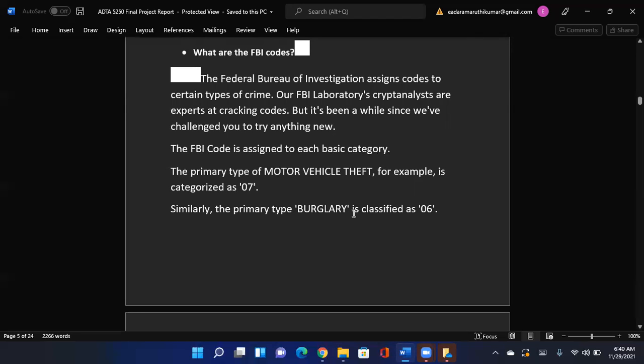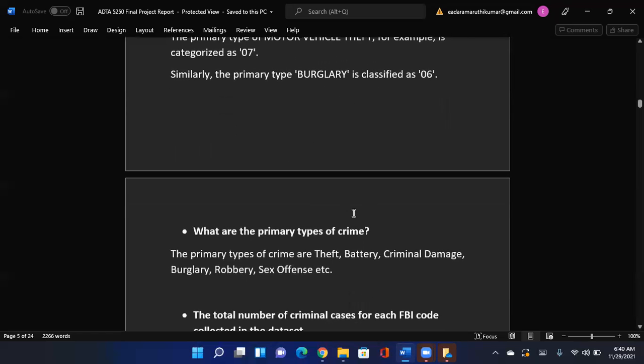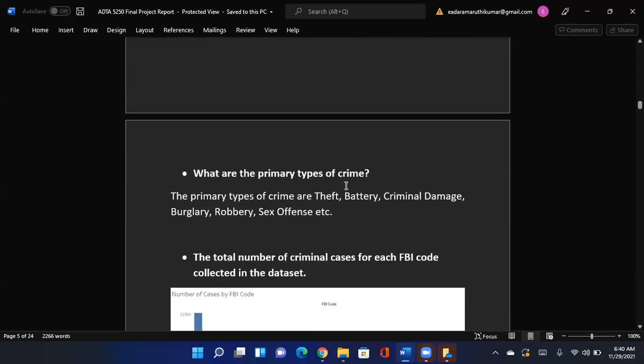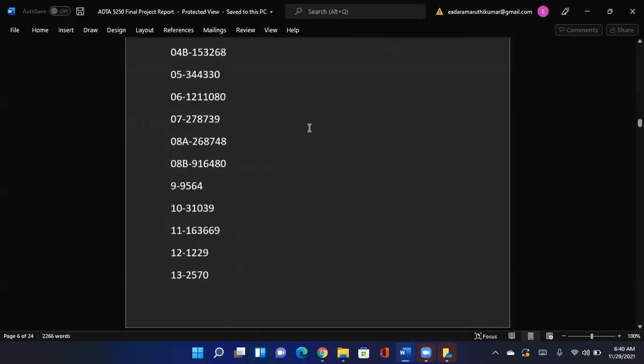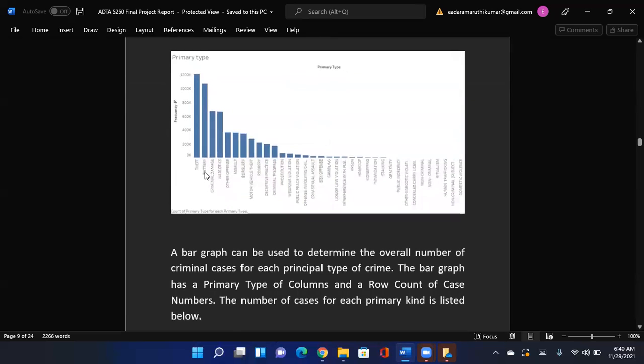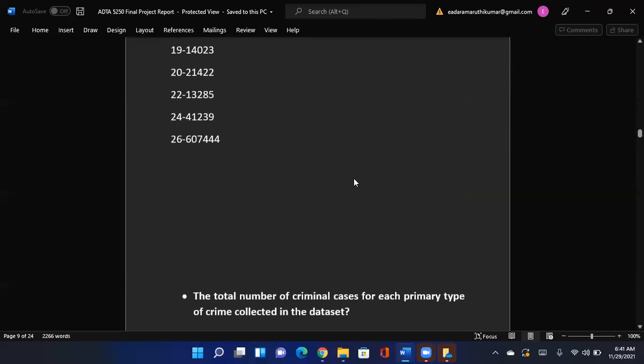We have different crimes and different classification numbers. And what are the primary types of crime? We have different types of crime. I mentioned some of the crimes like theft, battery, criminal damage, robbery, sex offense, and so on. I have also given a brief explanation of the different types of primary crimes.